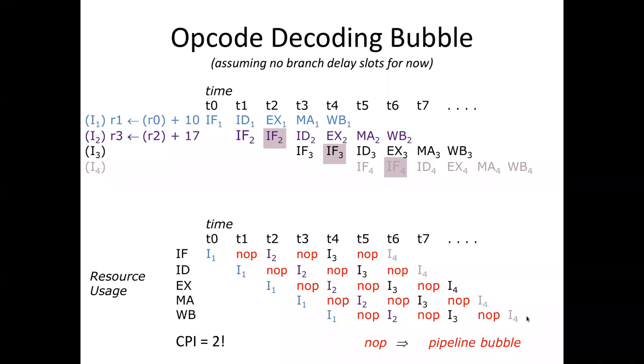Especially when all we're doing, ID and DE are synonyms. Yes, that is correct. Great question. Especially when we're doing just arithmetic operations, we don't want our CPI to be two. That's pretty terrible.